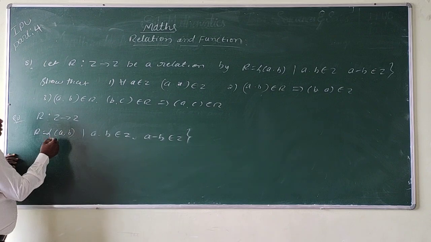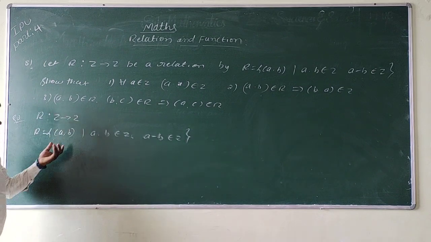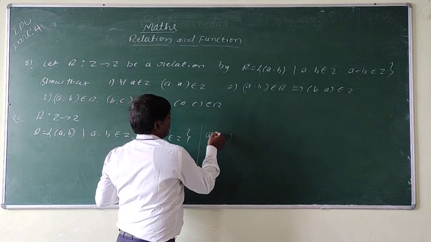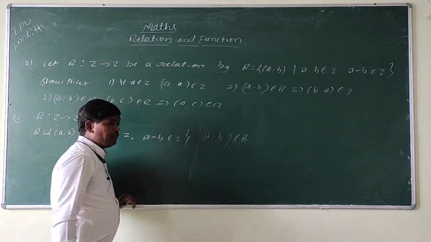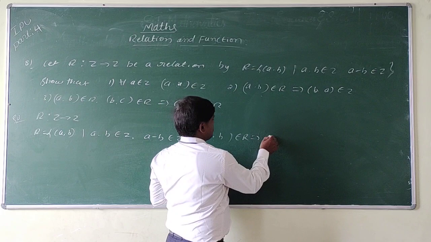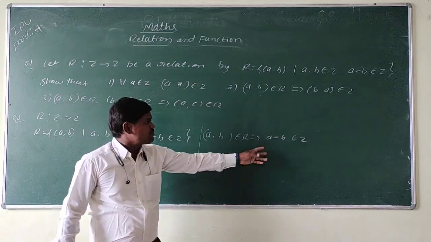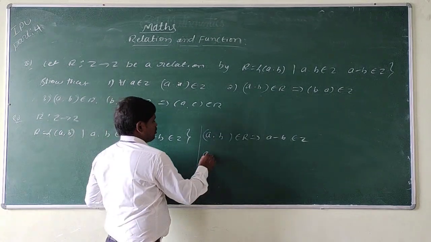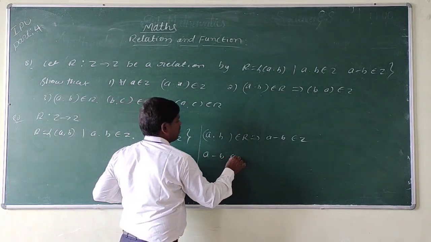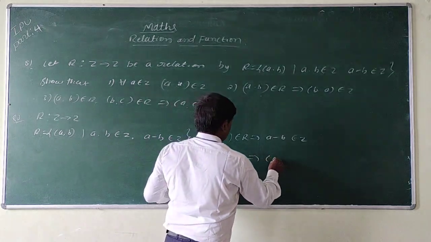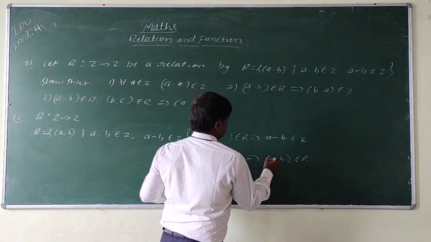Observe here, any ordered pair (a, b) which belongs to R implies that a minus b belongs to Z. That means a minus b is an integer. Conversely, suppose a minus b belongs to Z, that means a minus b is an integer, so this implies (a, b) belongs to R. So this is the definition.